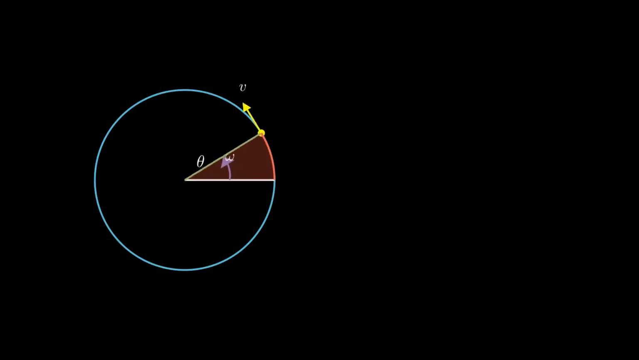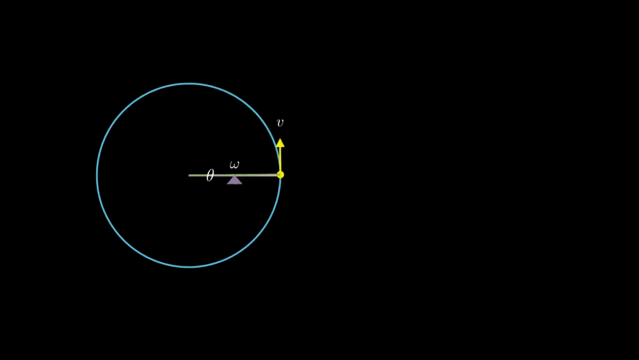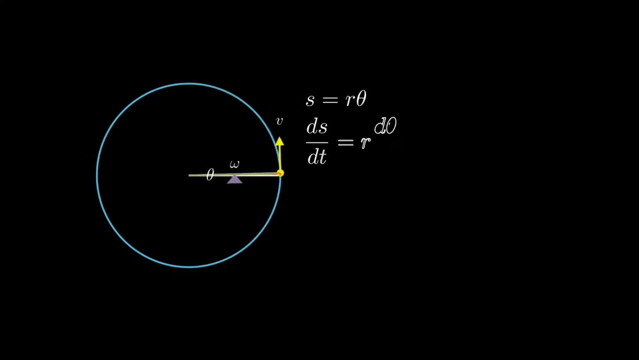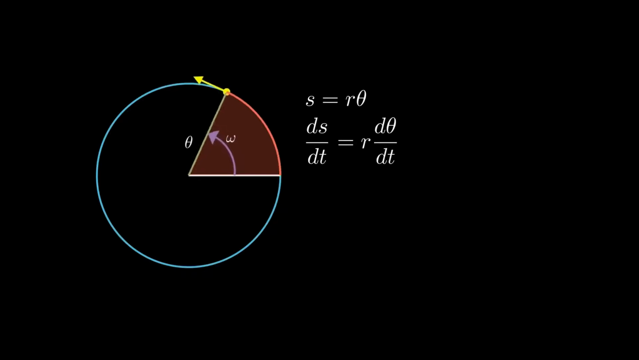The arc length s is equal to r times theta. Differentiating s with respect to time gives ds by dt equals r times d theta by dt. This means that the linear velocity along the arc is proportional to the angular velocity. Finally, we write v equals r omega, linking the linear and angular velocities.